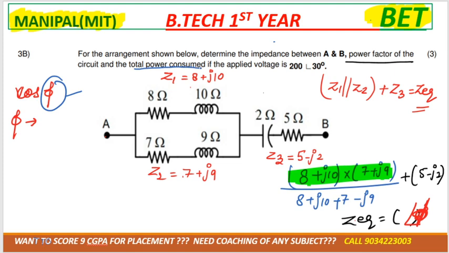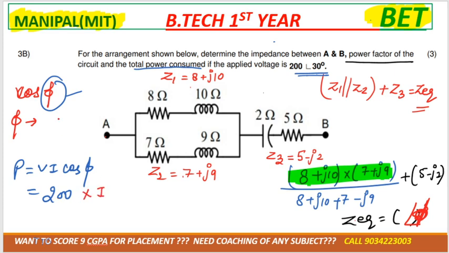Then we need to calculate the total power consumed. The power formula is VI cos phi. Voltage is 200. One more thing: never take the angle. Never take the angle in the calculation of power. Here it is not 200 angle 30, only 200.